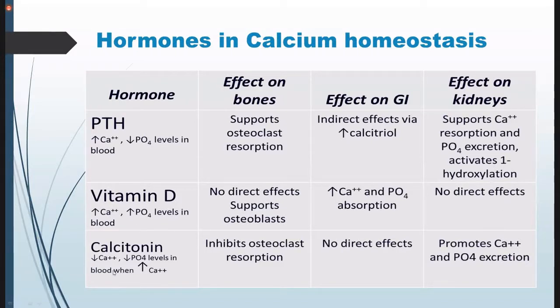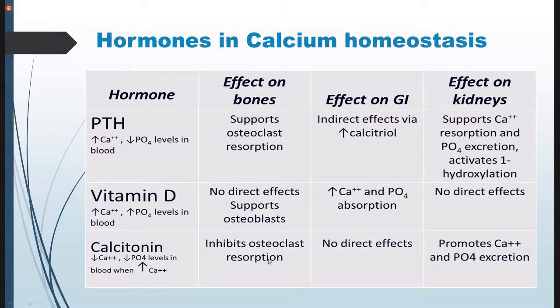Coming to the calcitonin, calcitonin acts opposite to the PTH with respect to calcium. It decreases blood calcium. However, it also decreases blood phosphate levels as well. So its main function is to decrease the calcium in the blood. So how does it act? It inhibits osteoclast resorption in the bone, which is opposite to the PTH action.